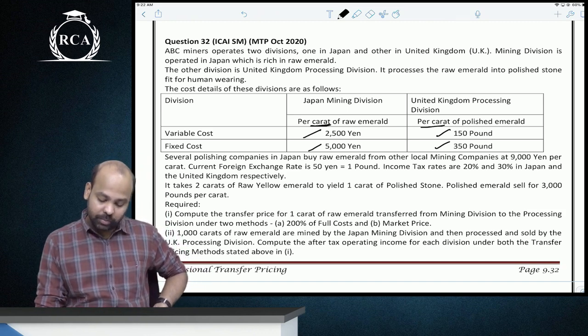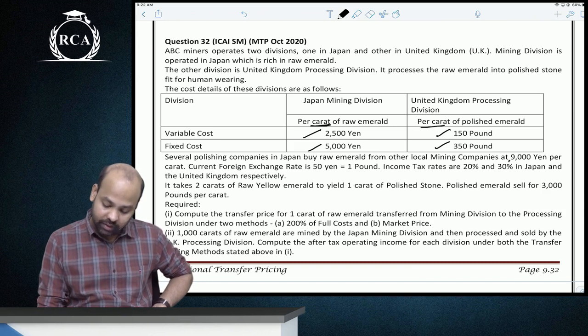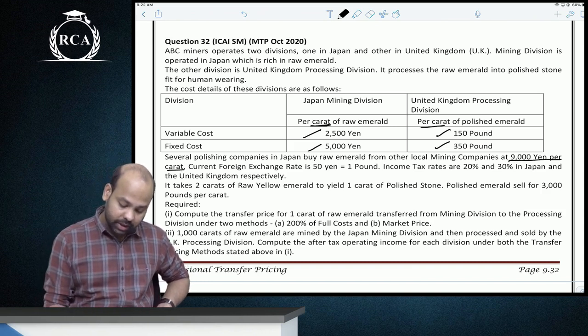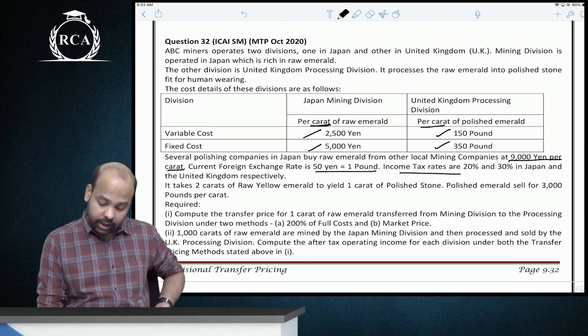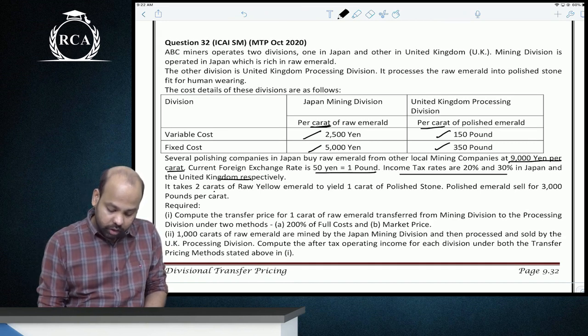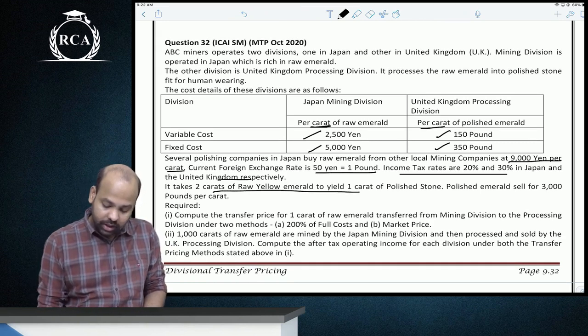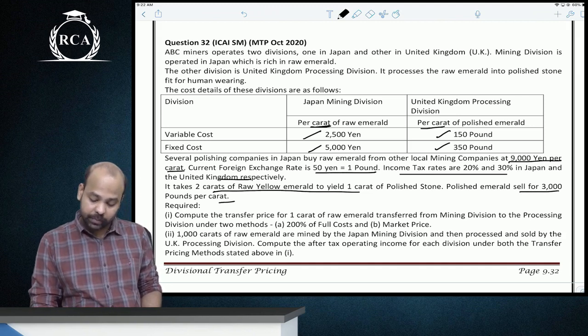Several polishing companies in Japan buy raw emerald from other local mining companies at 9,000 yen per carat. So we can sell in the external market at 9,000 yen per carat. Current foreign exchange rate is 50 yen equal to 1 pound. Income tax rates are 20% and 30% in Japan and UK respectively. It takes about 2 carats of raw emerald to yield 1 carat of polished stone. Polished emerald sells for 3,000 pounds per carat.